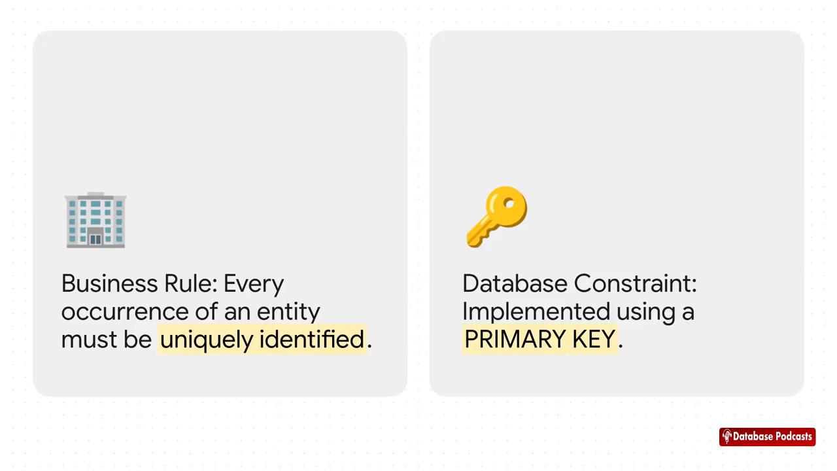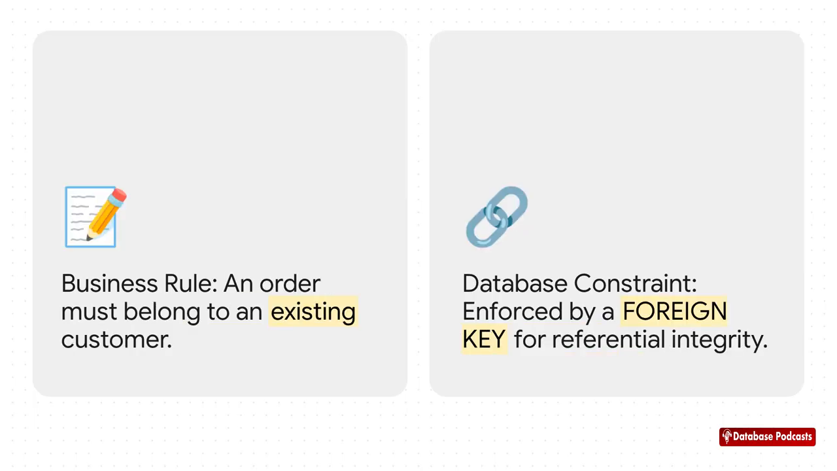Let's kick things off with a super common example. The business says, hey, every customer needs a unique ID. Simple enough, right? In the database, we make that happen with a primary key constraint. Now, this isn't just a suggestion, it's a hard and fast rule. It acts like a bouncer at the door, making it physically impossible to create two customers with the exact same ID.